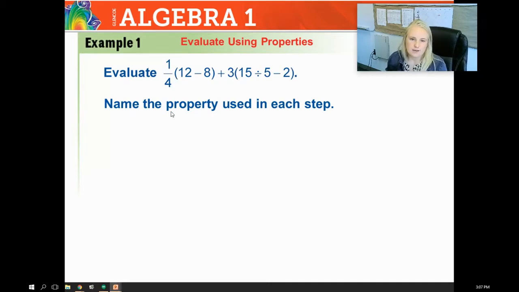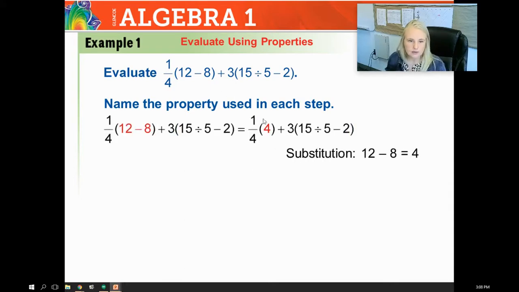Okay, evaluate this expression. We're going to do this just like we've done in the past, using PEMDAS. Realistically, the first step will be to take care of this 12 minus 8 in your parentheses. So first, we want to get rid of that 12 minus 8. 12 minus 8 is actually 4. We're going to replace it with 4. So that's using substitution.